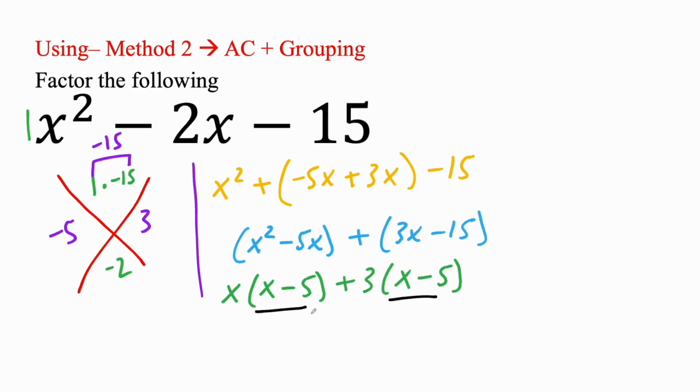And because we have it twice, what we're going to do next is copy it. We'll say x minus 5, close parentheses. Then we use another parentheses, I call it leftovers, x plus 3. And so this right here is our final answer.